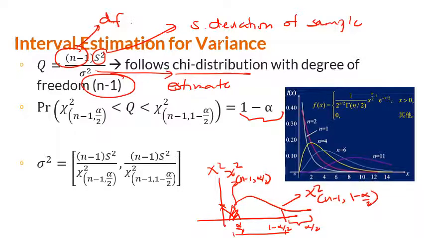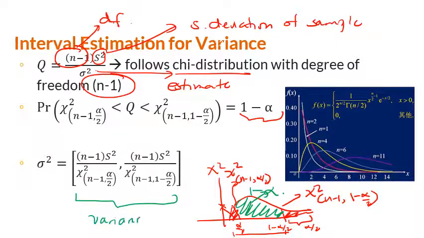Okay, so the area here in green, this area, this is 1 minus alpha. Okay, so if you look at it, this is q, then this q is equal to n minus 1 S squared over sigma squared. Then using algebra, you have this confidence interval for your variance.